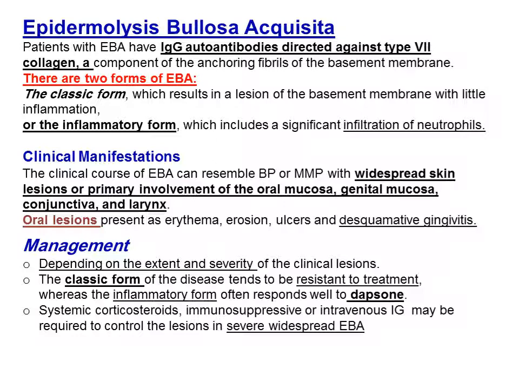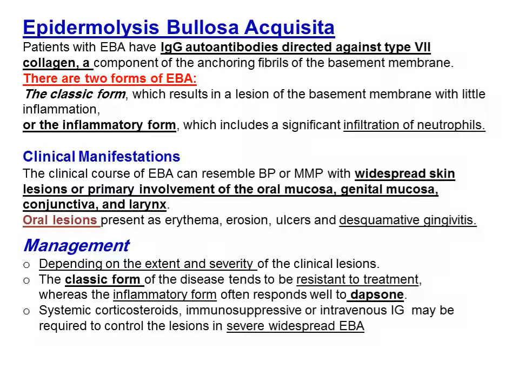What is the clinical manifestation? It resembles bullous pemphigoid and mucous membrane pemphigoid, with widespread skin lesions or a primary involvement of the oral mucosa, genital mucosa, conjunctiva, and larynx. Oral lesions appear as erythema, erosion, ulcer, and desquamative gingivitis.